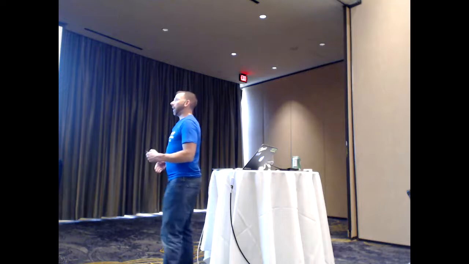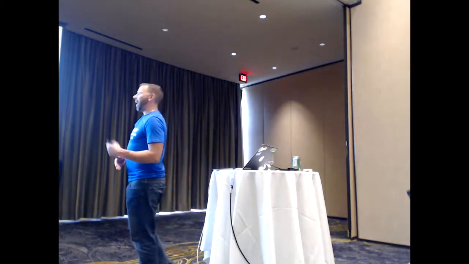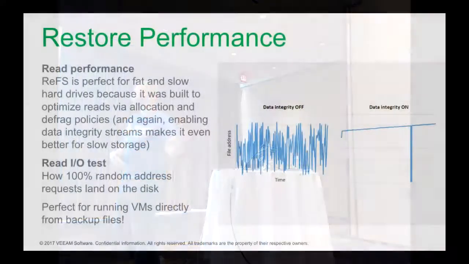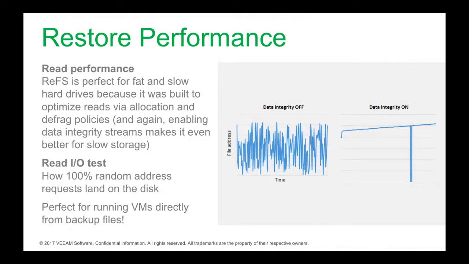But now whenever I actually go to restore my data, it works very well too. We performed the same exact test, 100% random reads off of that hard disk. With data integrity off, we can see the performance all over the map. It's so random, right? So with that, virtual machines, because if we think about the number one use case of what ReFS is, it is for Hyper-V VMs. That's their number one use case today.